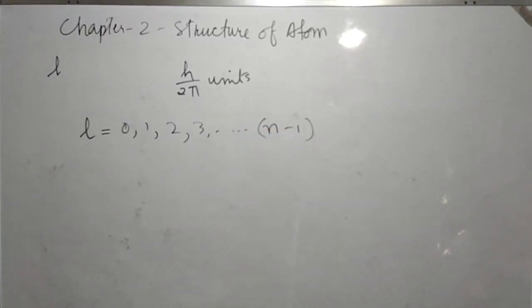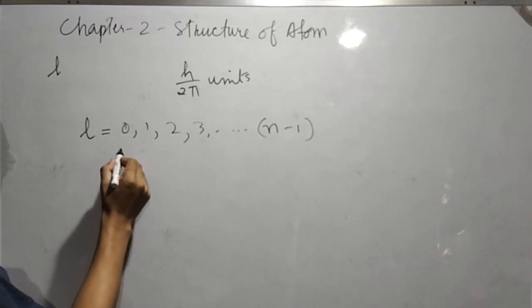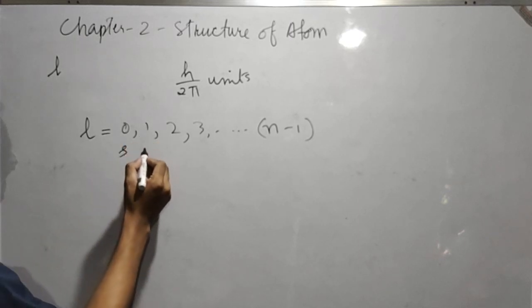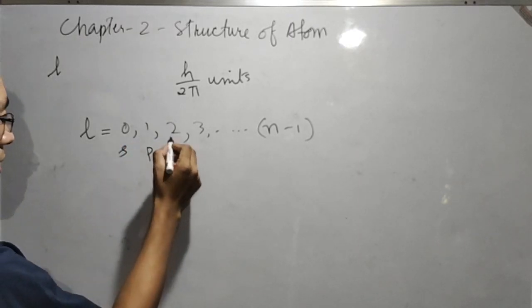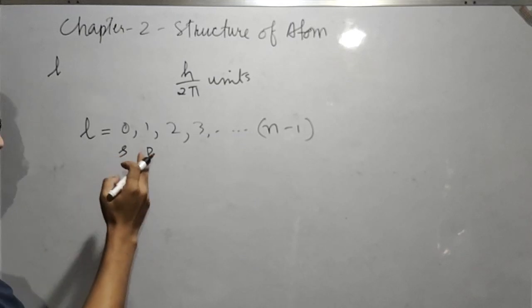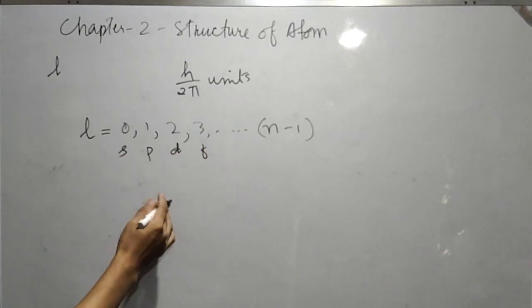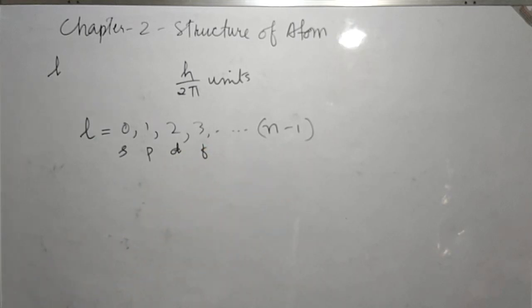Now if L equals 0, then it refers to the s subshell. If it is 1, it refers to the p subshell. It is also called s orbital, p orbital, and so on, then d orbital and f orbital, and then it will go on.